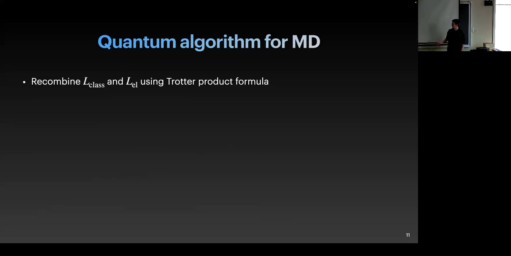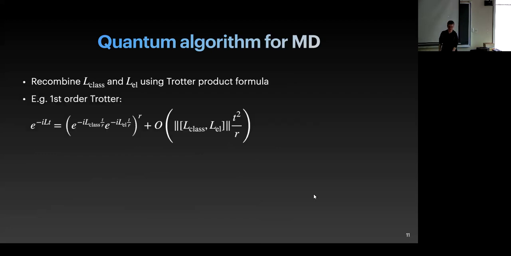And then once you do that, you just recombine the evolution under these two pieces using a Trotter product formula. So first order just says, okay, if you have an operator exponential that is the sum of a couple of terms, you can simulate the evolution under the terms separately, and then just sort of alternate between the two to get an approximation to the overall evolution operator. And then you have some error scaling that depends on the commutator and the number of time slices R that you're using.